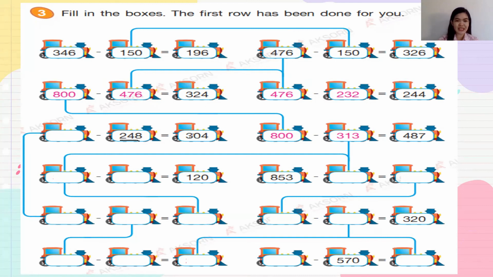248 plus 304 is how many? It is 552. So 552 minus 248 is equal to 304. You're going to copy again from the line. So you're going to copy 313 here and 313 here.